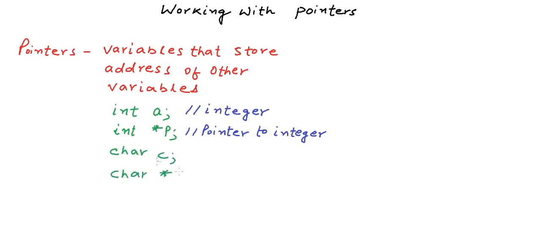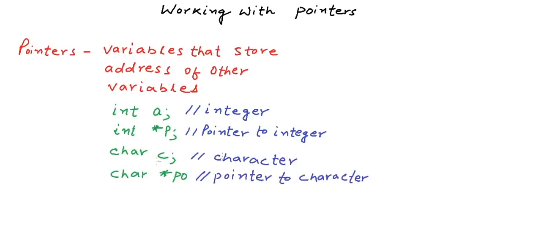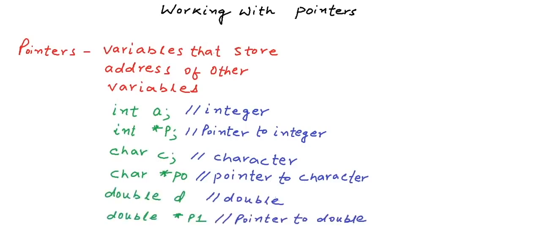We put an asterisk sign and let's say the name of the variable is p0. So C is a character variable and p0 is a pointer to character. And similarly, we can have a pointer to double. And we can also have pointers to a user defined structure or a user defined class.